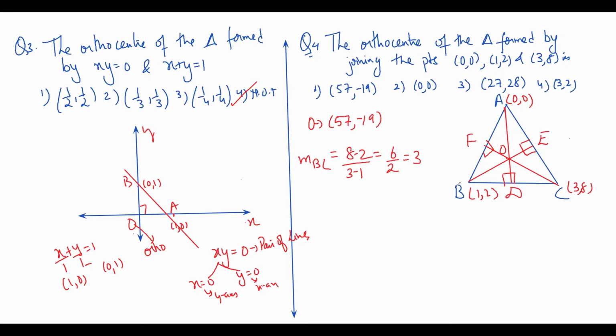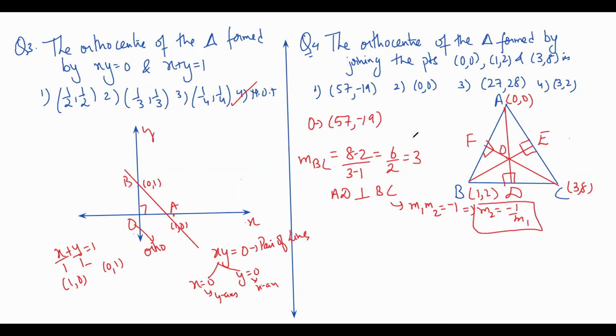And now we know that O is on the line perpendicular to BC. Point O is on AD, and the property is that AD is perpendicular to BC. As all of you know, when lines are perpendicular, then m1 times m2 = -1, or in other words m2 = -1/m1, the negative reciprocal. The slope of BC is 3, so the slope of AD should be the negative inverse of 3, that is -1/3.